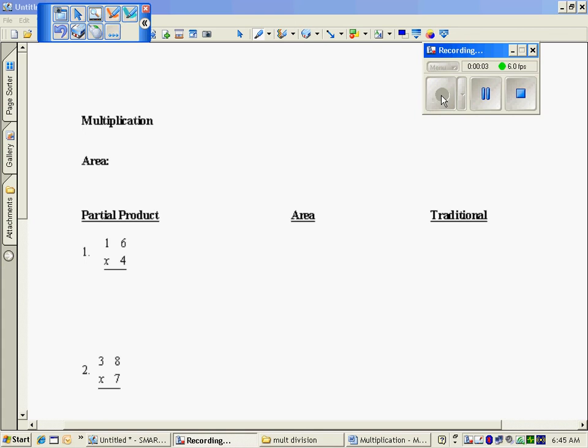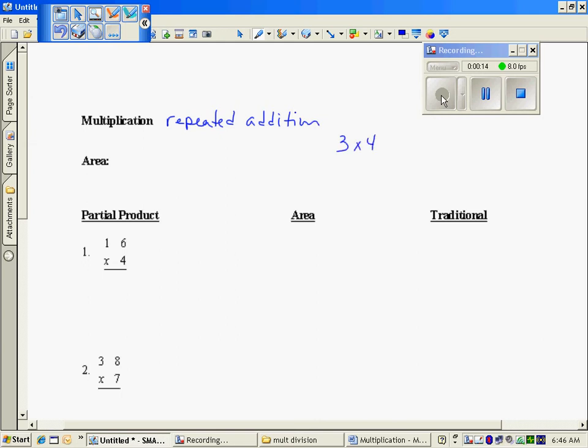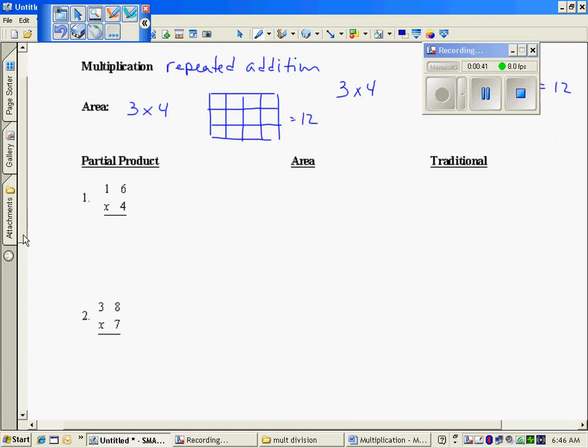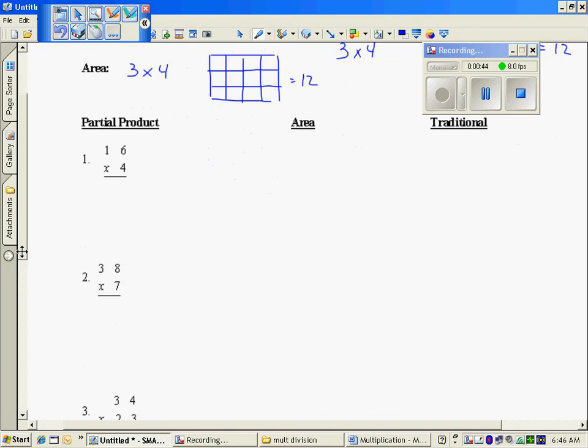One context for multiplication is repeated addition. For example, when I have 3 times 4, that saying is 3 groups of 4. And when you total that up, there are 12 total. Another way to see multiplication is through the use of area. Drawing a rectangle that is 3 by 4 and counting up all the squares, there would be 12.